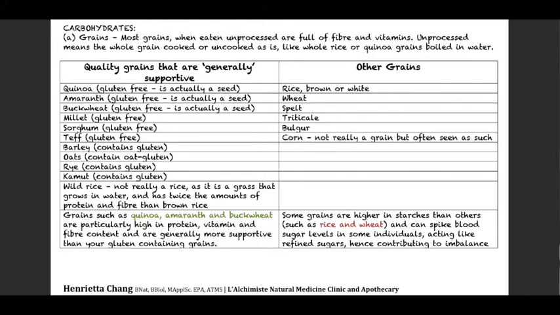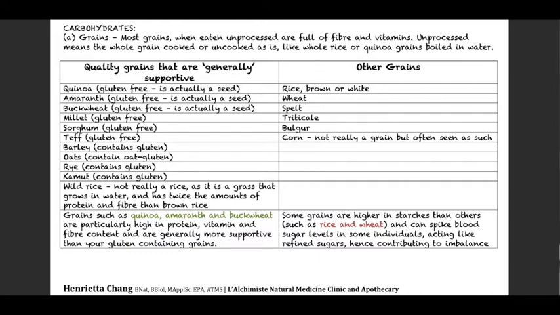Then you've got your wild rice. So again, it's more of a grass rather than a grain itself, and it's not really rice itself. And it has twice the amounts of protein and fiber than brown rice. Wild rice is actually quite expensive to get, but it does have a lot more of your phytonutrients in it than your normal rice. And same with your colored rices as well. They tend to have a lot of phytonutrients in them as well. So you can see I've put a little note there on the bottom saying grains such as quinoa, amaranth, and buckwheat are particularly high in protein, vitamin, and fiber content, and are generally more supported than your gluten-containing grains. Just a general approach here.